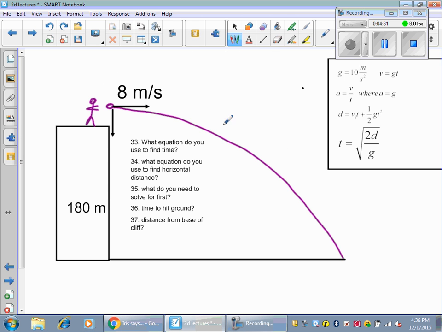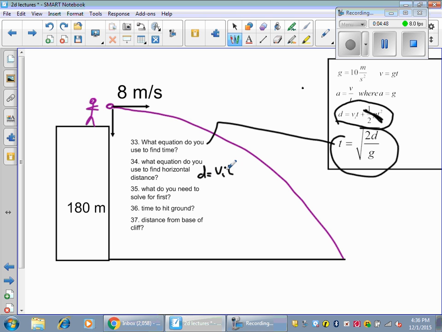Here we go. What equation do you use to find time? This guy right here. What equation do you use to find horizontal distance? It's this, except you don't have g, right? In the horizontal direction, you don't have gravity, so this goes away. So this equation is distance equals the initial velocity times time only, okay, horizontal. So I'd have to use 8. What do you need to find first? You need to find time first.